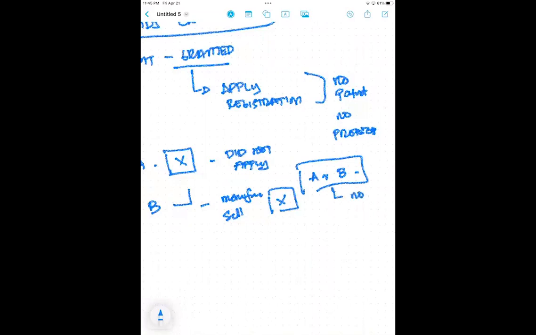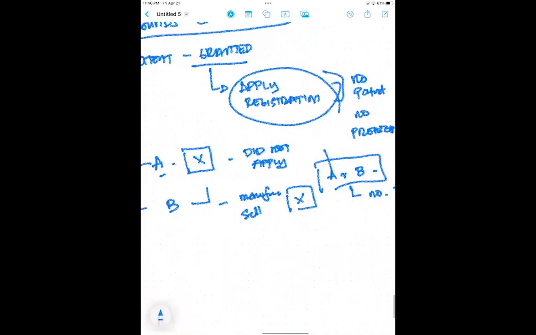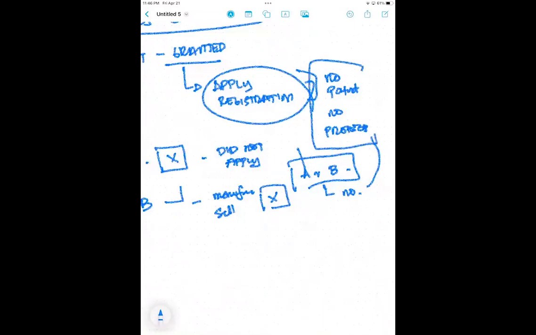Then the answer is no, because no patent, no protection. It was not shown in the problem that A filed an application, nor was given a patent over X. And because of that, X can be exploited by anyone. And it is too late now for A to file a patent application because hindi na new ang invention. Okay? So very important that this concept, no patent, no protection.